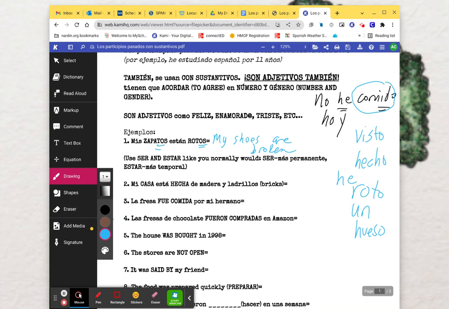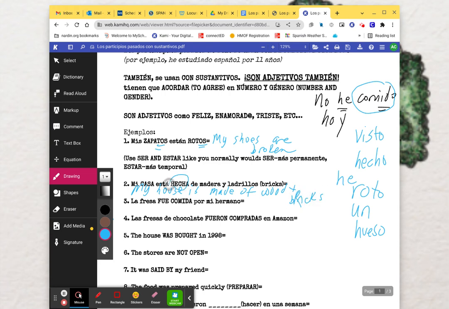For dos, mi casa está hecha de madera y ladrillos. We're using estar there because it's a description of what the house is made of, even though it's permanent, being of wood. Oh, perdón, I wasn't supposed to give you the answer for that one. So you want to write your translation for that one. Mi casa está hecha de madera y ladrillos. Remember, ladrillos were part of our story that we did with the tres cerditos y el lobo. So that one should have been my house is made of wood and bricks.